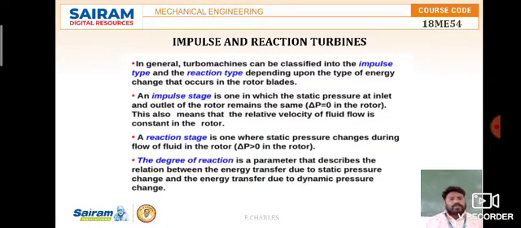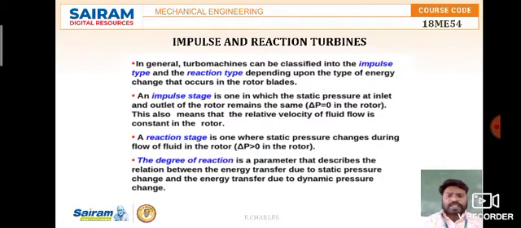An impulse stage is one in which the static pressure at inlet and outlet of the rotor remains the same. So delta P is equal to 0 in the rotor. This also means that the relative velocity of the fluid flow is constant in the rotor. The reaction stage is one where static pressure changes during the flow of fluid in the rotor, that is, delta P is greater than 0 in the rotor. Next, the degree of reaction is the parameter that describes the relation between the energy transfer due to static pressure change and energy transfer due to dynamic pressure change.